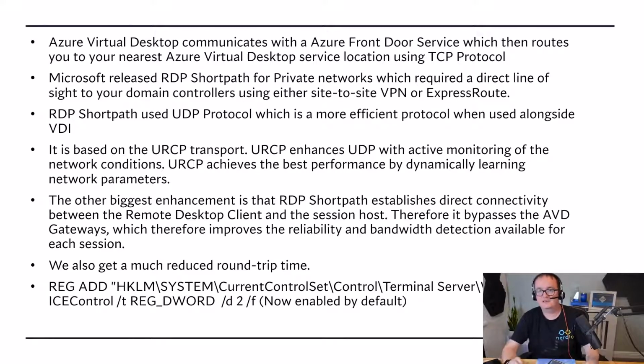Essentially, at the moment, if you don't use RDP Shortpath, you're using a TCP connection. The TCP connection is what's used to connect to what they call the Azure Front Door Service. So all the communication basically flows through the Azure Virtual Desktop Gateway, and that's all done via the TCP protocol.